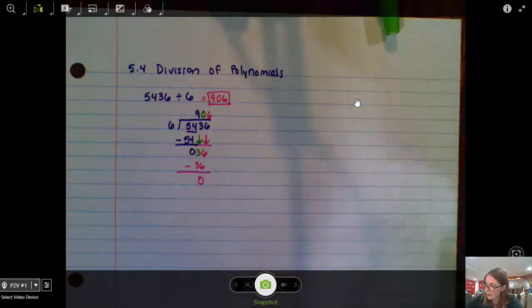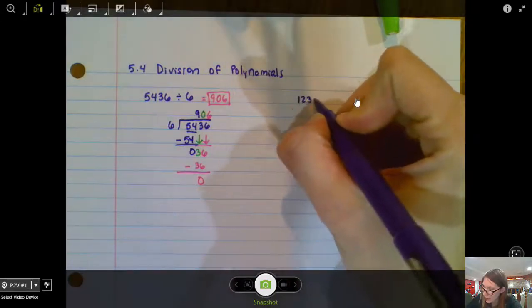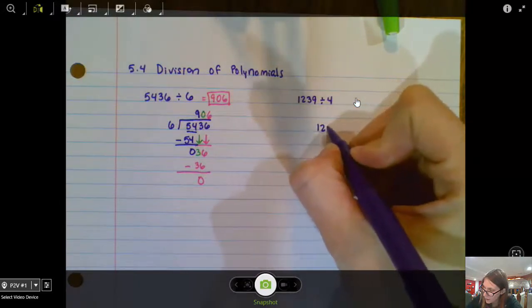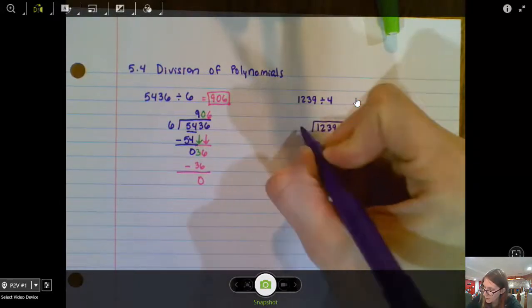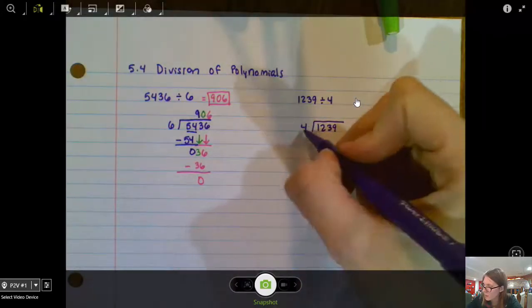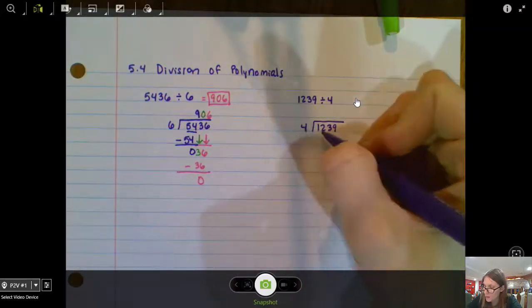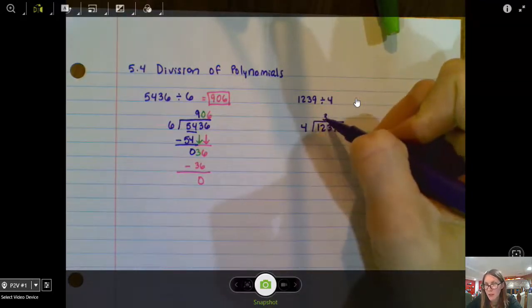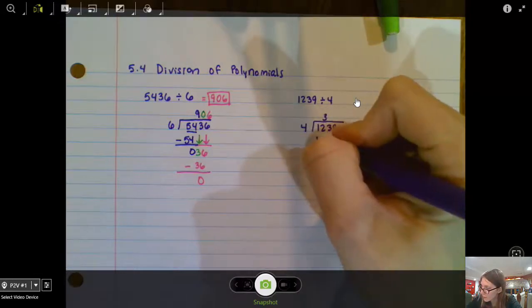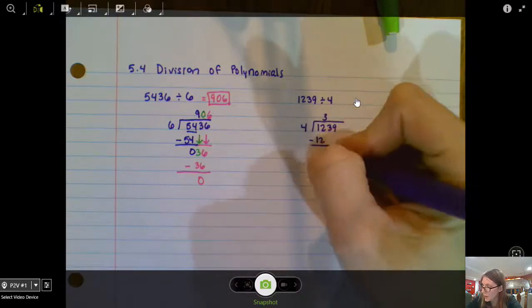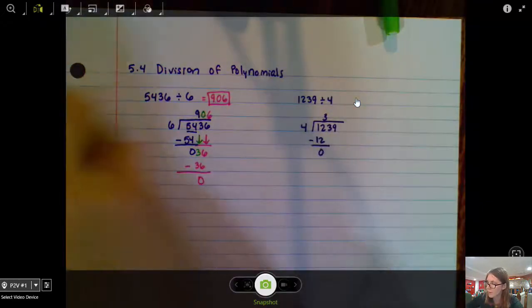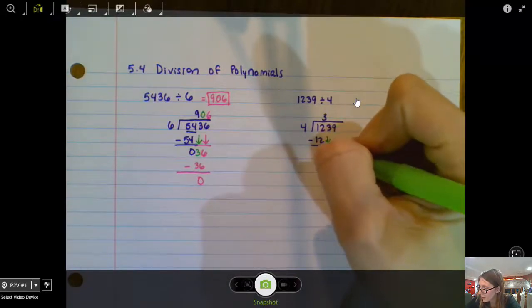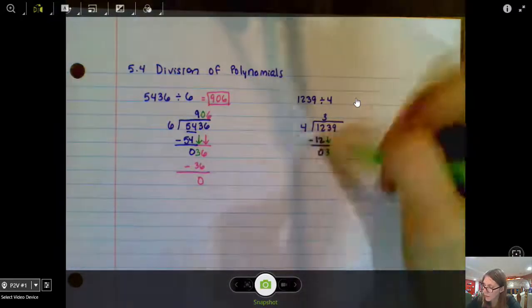Okay, let's do another one real quick. What if I had 1,239 divided by 4? First number goes underneath my division bar. Does 4 go into 1? No, but 4 goes into 12 3 times. We always write our number on top, take 3 times 4, we get 12, and we always subtract straight down before we bring the next number. Let's bring our 3 down. Does 4 go into 3? Okay, no, it doesn't.